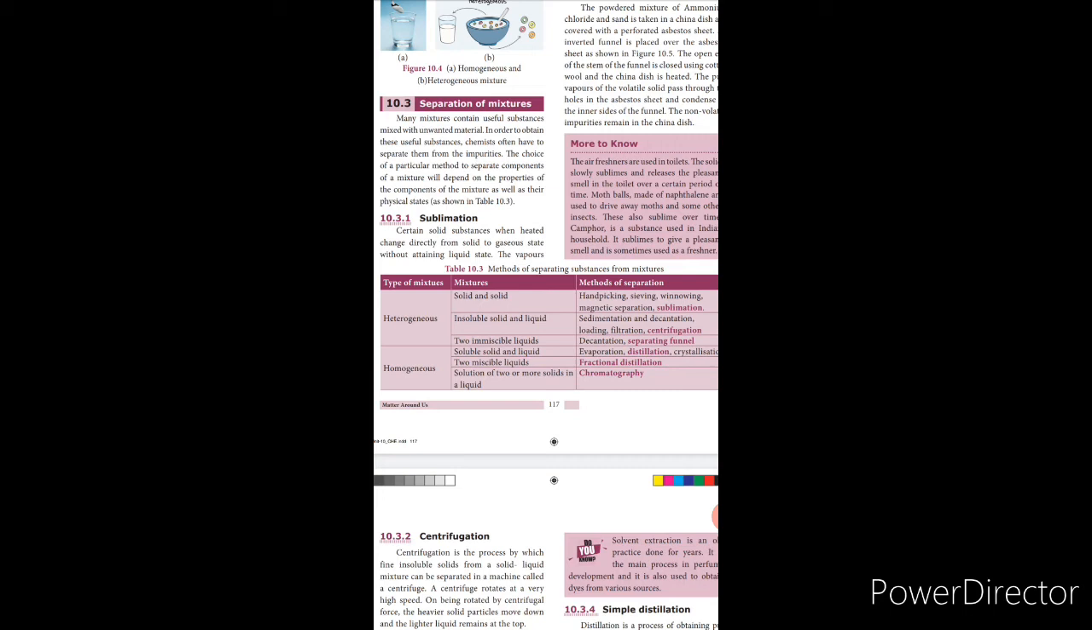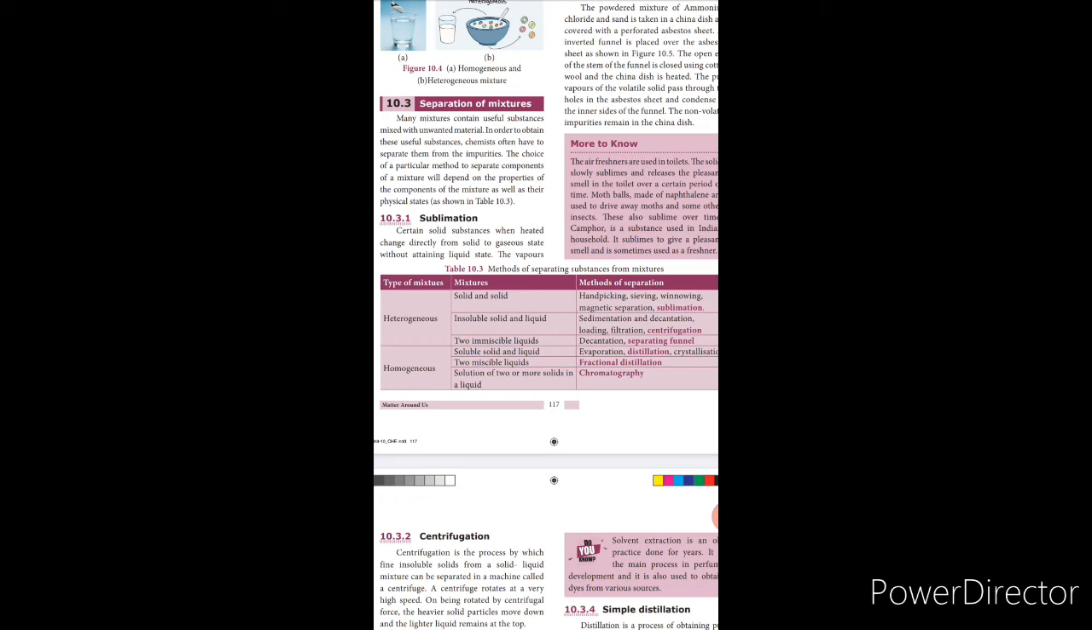The next is two miscible liquids. Miscible liquids in the sense these two liquids will mix with one another. For example, alcohol and water we said, isn't it? When they are mixed together, they get mixed and dissolved with one another, and this can be separated using fractional distillation.